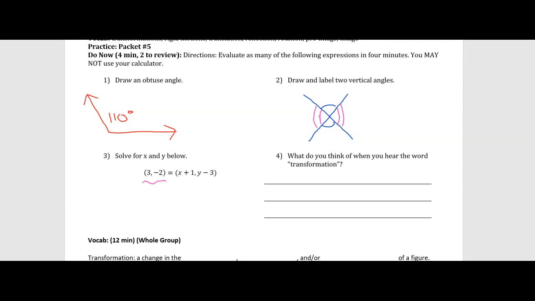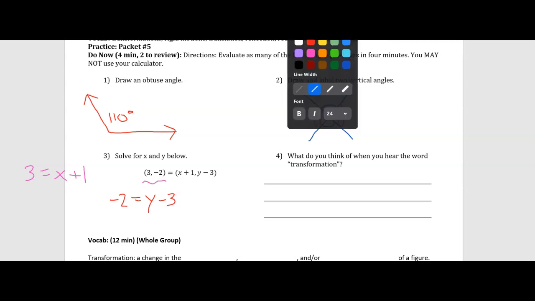So based on our ordered pair, the x values of each ordered pair should be equal if the ordered pairs are equal. And the y values of each ordered pair should be equal if the ordered pairs are equal. So I have 2 equations. I have 3 equals x plus 1, and I have negative 2 is equal to y minus 3. Right? Basically, this equation is saying that we have a point on the left-hand side that's the same point on the right-hand side, which means the coordinates have to be equal to one another.